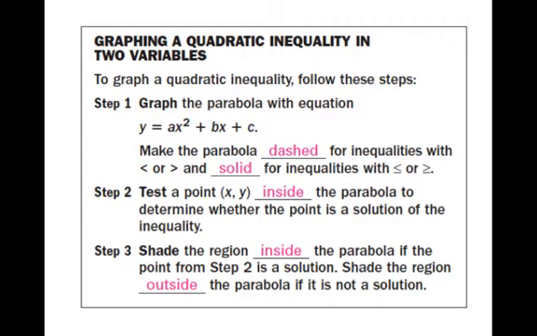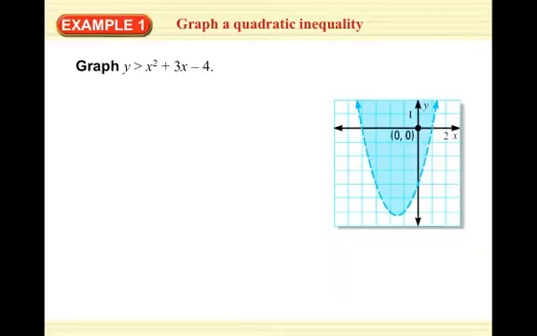Test a point x, y inside the parabola to determine whether the point is a solution of the inequality, and then shade the region inside the parabola if the point from step 2 is a solution, if you get a true statement, and shade the region outside the parabola if it's not a solution, if you get a false statement.